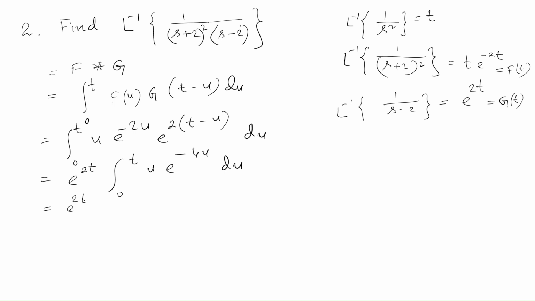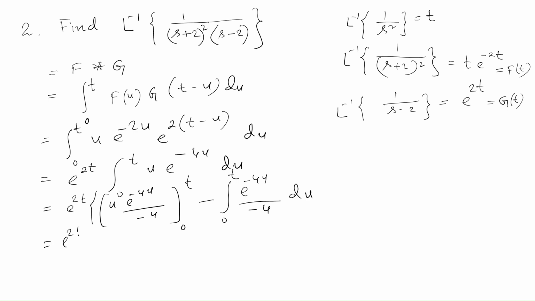e power twice t. Now let's do the integration by parts. First function is u, and e power minus 4u divided by minus 4, from 0 to t. Then d by du of u is 1, so we'll have minus integration e power minus 4u by minus 4 du.